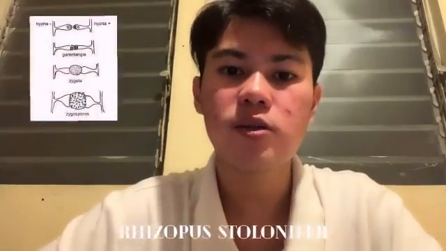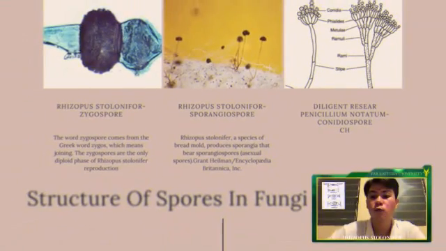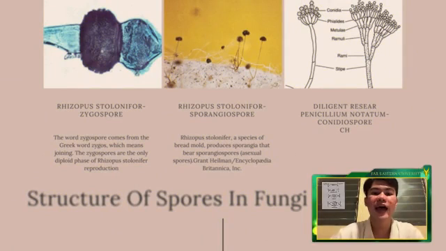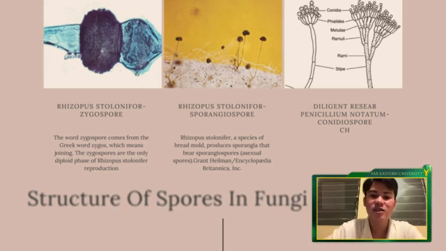Let's start with Rhizopus stolonifer zygospore. In sexual reproduction, resistant spherical spores called zygospores are formed. Zygospores have thick walls, which make them highly resistant to environmental hardships. The word zygospore comes from the Greek word zygos, which means joining. The zygospores are the only diploid phase of Rhizopus stolonifer reproduction.